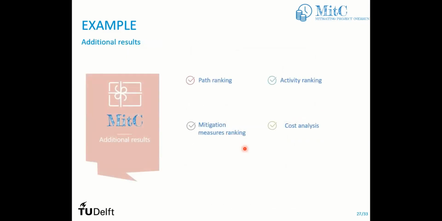Of course, that's not the only result that the mitigation controller gives. The mitigation controller also gives some kind of path ranking and activity ranking, which are the more critical activities, mitigation measures ranking, and so on. And these we are going to talk about later in the practical session. So we're not going to see anything about them now. But the idea here is that you are going to get additional results, all of them ready to use, of course. You don't have to write anything.